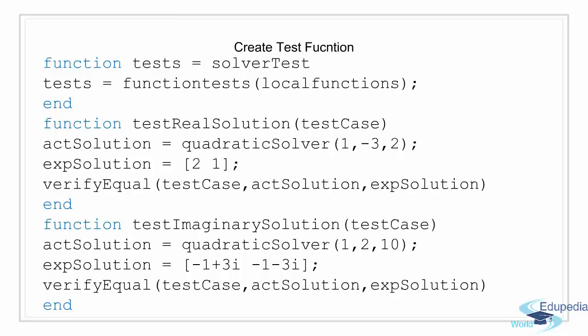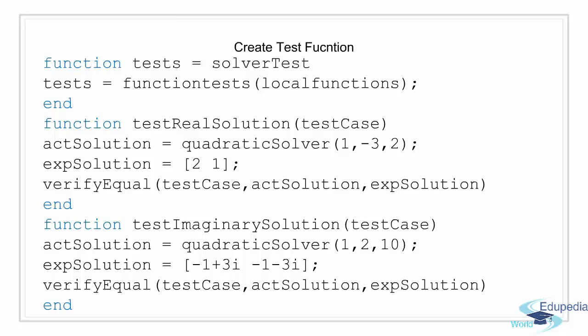Now I will create my first test function that will test the real solution of the quadratic equation. Consider an equation like, for example, x square minus 3x plus 2 equal to 0. The real solution for it is x equal to 1 and x equal to 2. So my test real solution function will call the quadratic solver with the coefficients 1, minus 3 and 2, and I will be expecting the values 1 and 2. If these are not equal, then MATLAB will say the test has failed.